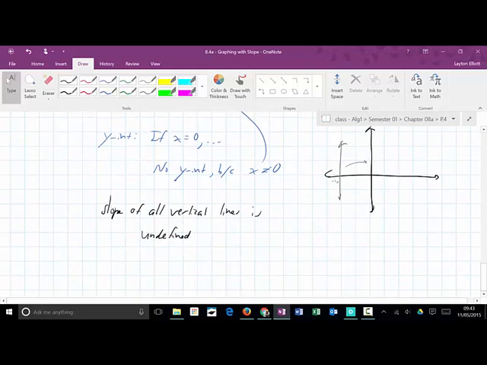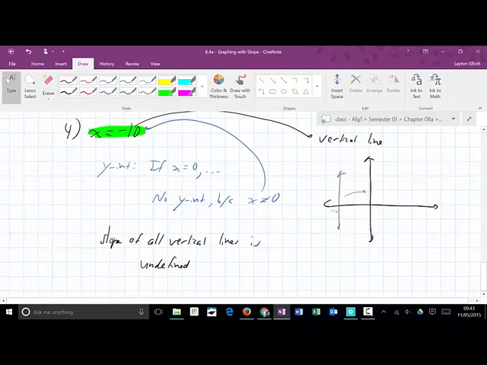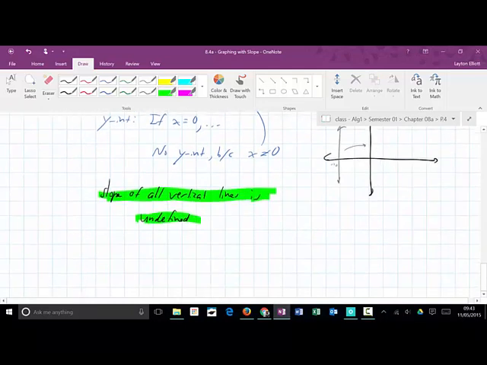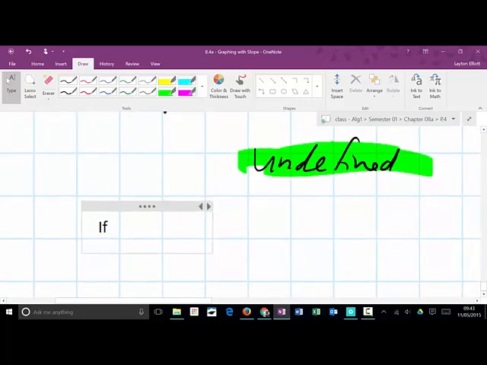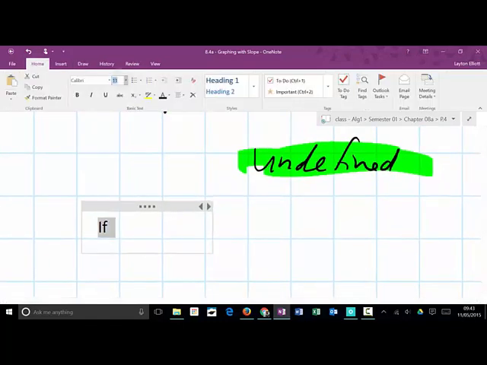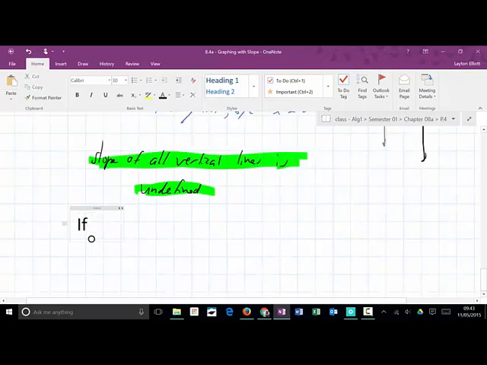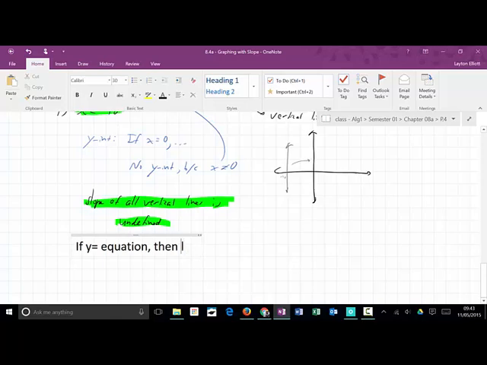I can't calculate a slope of that, and we'll get to why in a minute, but this is an important idea to remember. So we have two ideas here. One of them is that if you have a y equals equation, I'm going to zoom in on this and expand this up a bit. If you have a y equals equation, then the slope is equal to 0 and the line is horizontal.